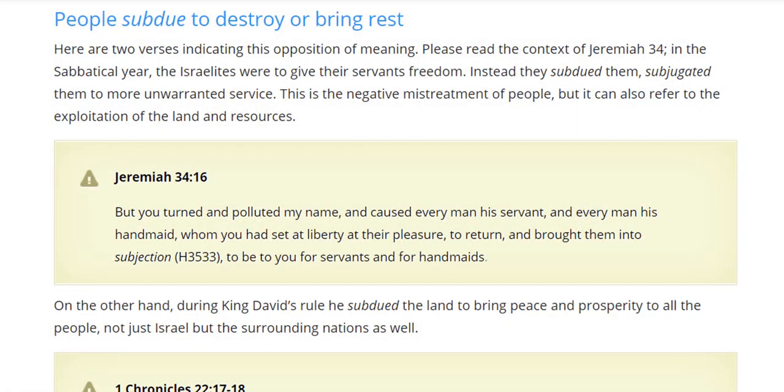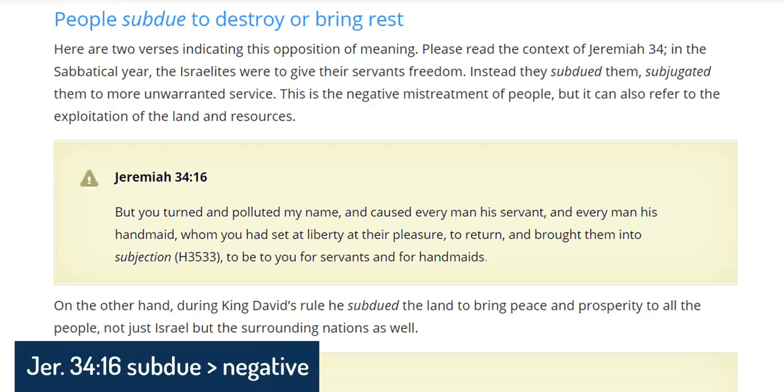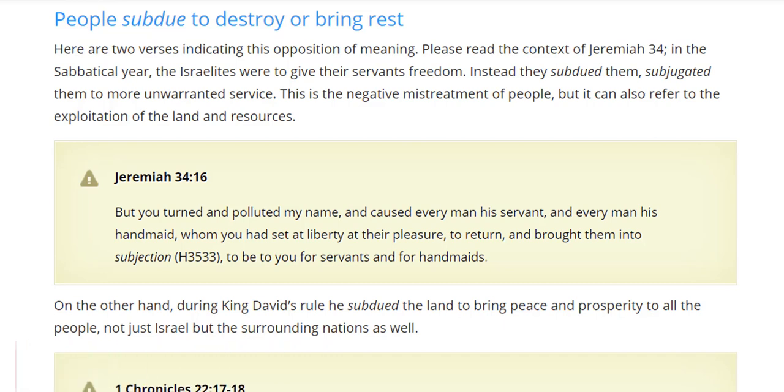Here are 2 verses indicating this opposition of meaning. Please read the context of Jeremiah 34. In the sabbatical year, the Israelites were to give their servants freedom. Instead, they subdued them, subjugated them to more unwarranted service. This is the negative mistreatment of people, but it can also refer to the exploitation of the land and resources.